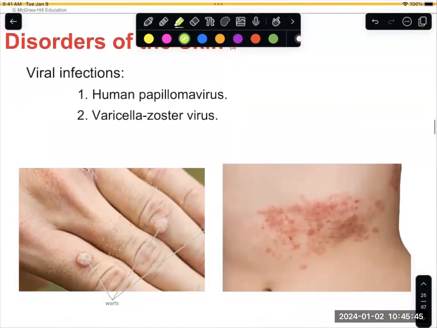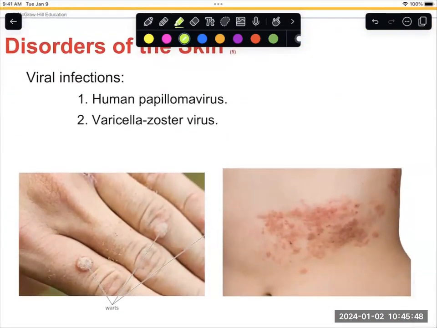Some viral infections. Human papillomavirus. This is a virus that can cause warts. What this virus does is it invades the epidermis, and it's going to cause warts to form. The varicella zoster virus or chickenpox, herpes varicella zoster is another word that's usually used for it.